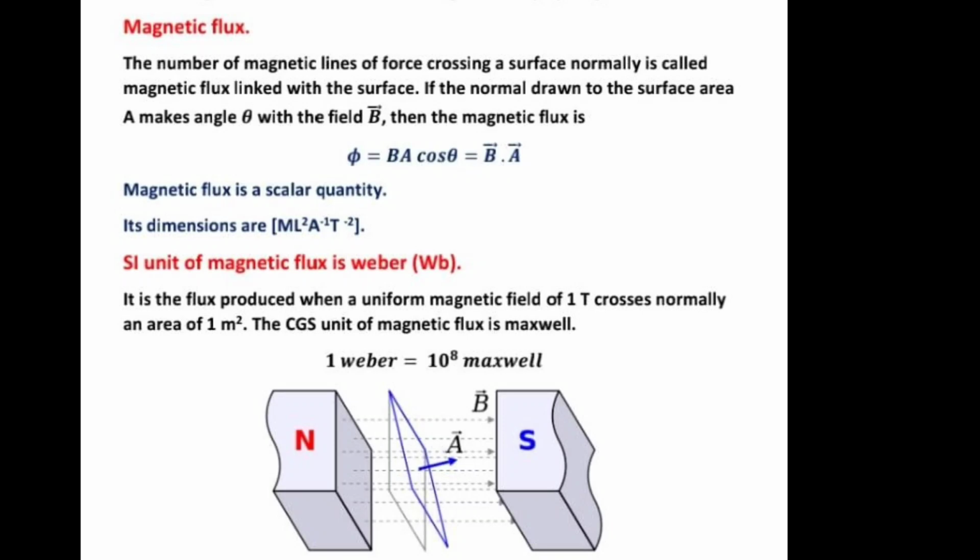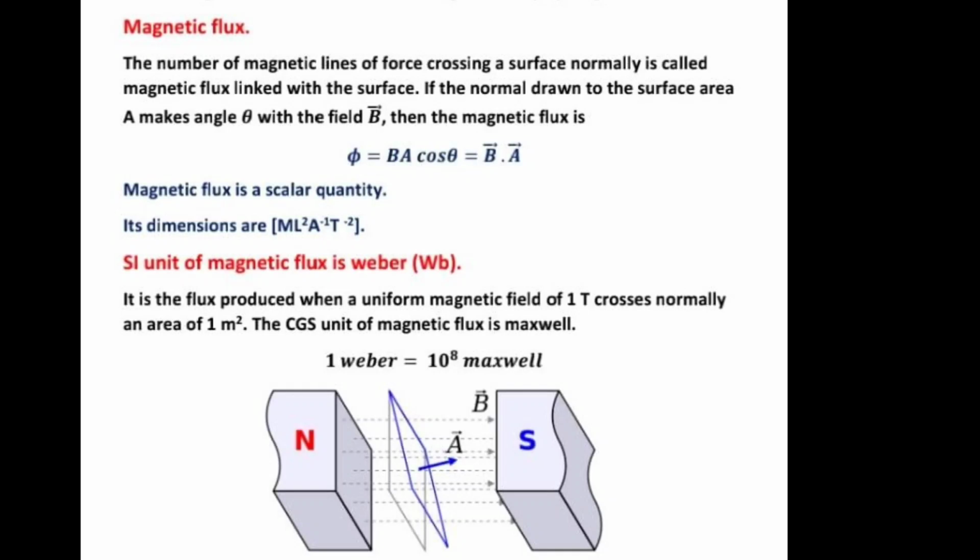Let the unit vector be drawn which is normal to the plane of the surface. If theta is the angle between the unit vector and the uniform magnetic field, then the magnetic flux is defined as phi is equal to BA cos theta. Actually, magnetic flux is defined as the total number of magnetic lines passing through a given surface. Magnetic flux is a scalar quantity and its SI unit is Weber.